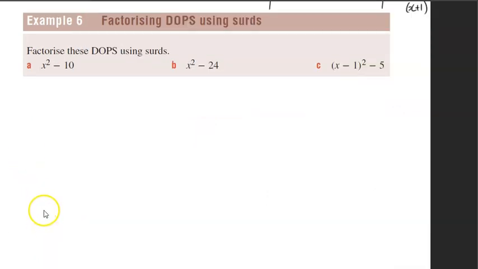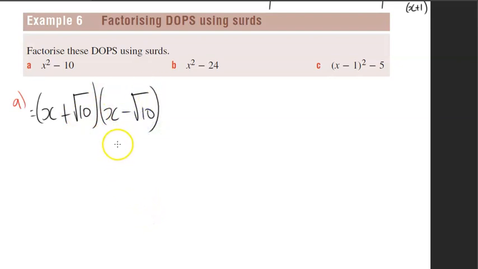Factorizing difference of perfect squares using surds. Alright, let's use some surds. A. 10, not a perfect square. You can't write this as a perfect square. So you can just jump straight to writing it as x plus whatever this number is. You put a square root around it and leave it as that. So the second one will be minus. Simple. And that's all there is to it. When you expand it, it returns back to the original expression that we started off with. Second one, 24, not a perfect square. So we have x plus square root of 24, x minus square root of 24.